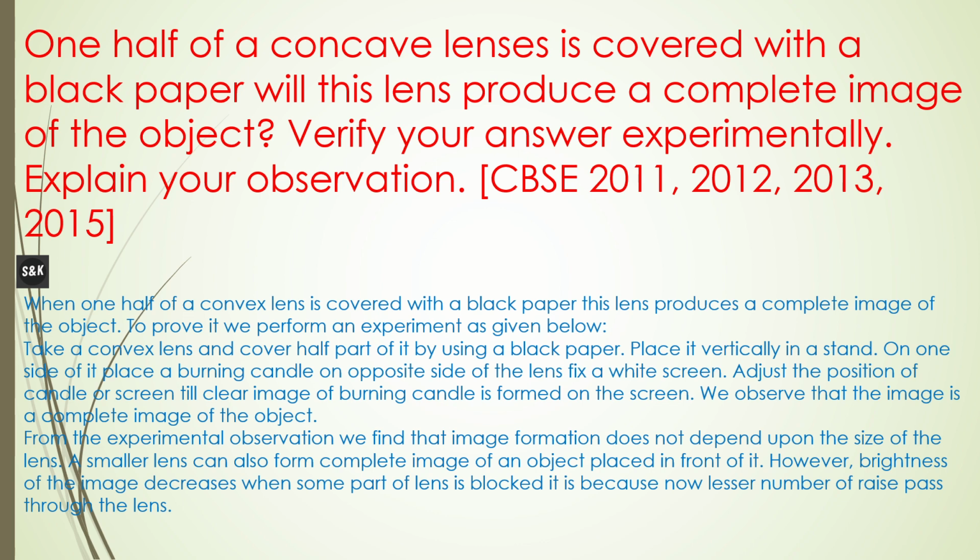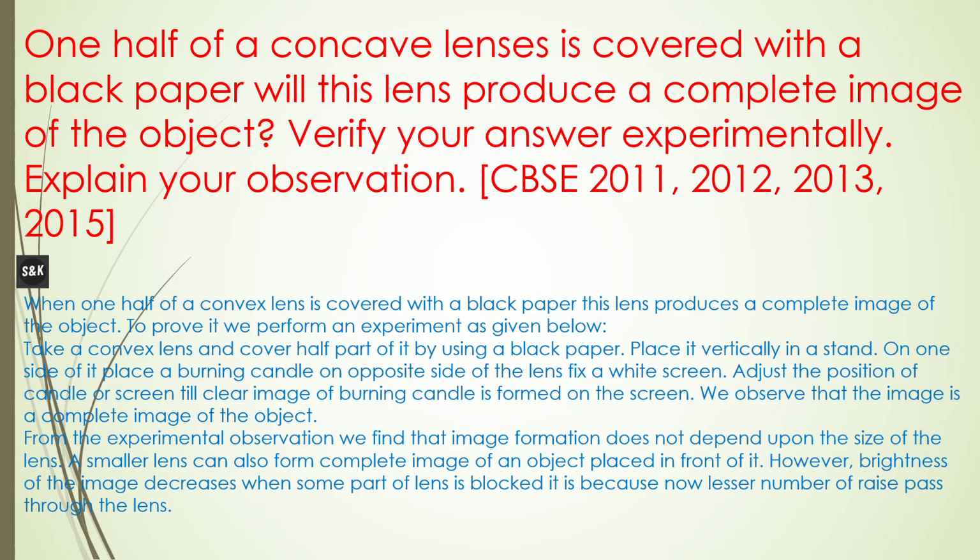Next, one half of a convex lens is covered with a black paper. Will this lens produce a complete image of the object? Verify your answer experimentally. Explain your observation. So, when one half of a convex lens is covered with black paper, the lens produces a complete image of the object. To prove it, we will perform an experiment. So the experiment goes: take a convex lens and cover half part of it using a black paper. Place it vertically in a stand.